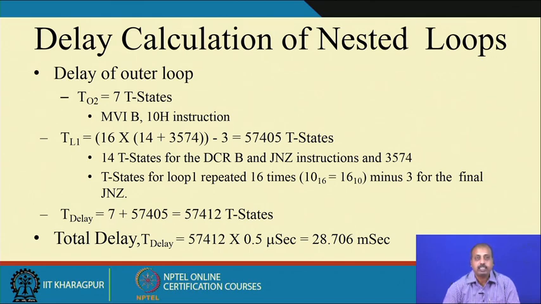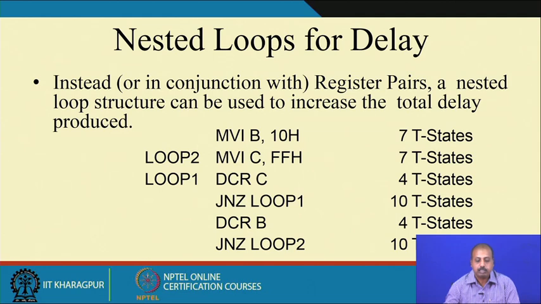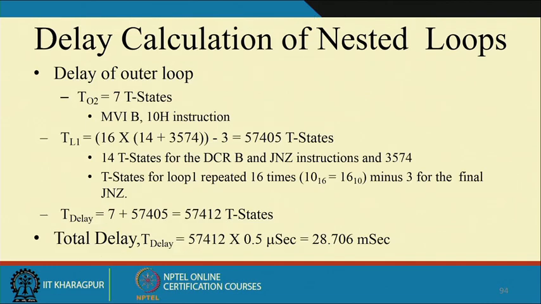These 14 T states are coming from the DCR B instruction and the JNZ instruction. So, they are actually taking those extra 14 cycles: 10 plus 4, 14. That is a part of the outer loop, so they are included here. And this 3574 is basically the T states for loop 1. So, 14 plus 3574 is one iteration of the outer loop, and that is repeated 16 times.